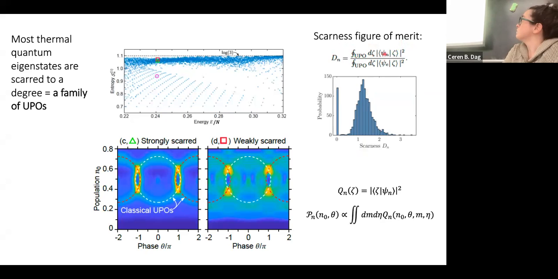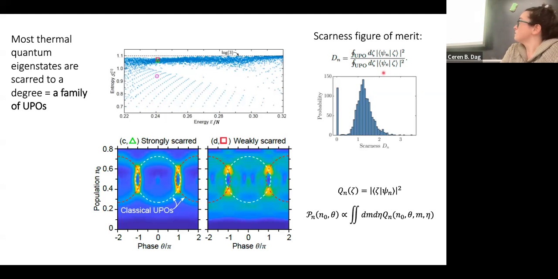The numerator here tells you the overlap of an eigenstate at a specific energy with the UPO coherent states around the UPO. The denominator is just standing as a normalization, because in the end, we look at this Dn with respect to many different energies. In the denominator, we construct what we call an ergodic state, which is a superposition of coherent states along a chaotic trajectory taken randomly in the phase space.